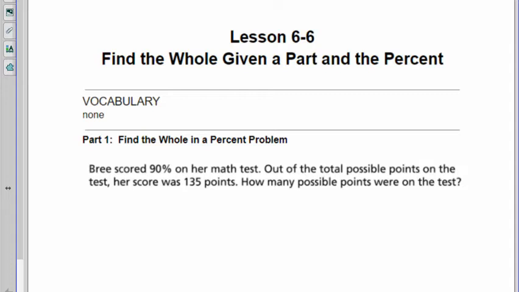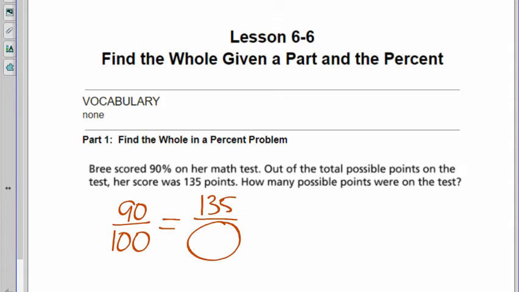Bree scored 90% on her math test. Good job, Bree. Out of the total possible points on the test, her score was 135. How many possible points were on the test? So we're going to think, remember, percent is part per whole. The whole happens to be 100. So part per whole, we have 90 per 100, part to whole, and I want an equivalent ratio where she scored 135, and I want to know what the whole was.